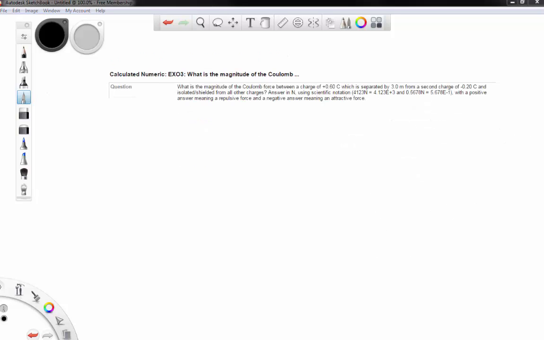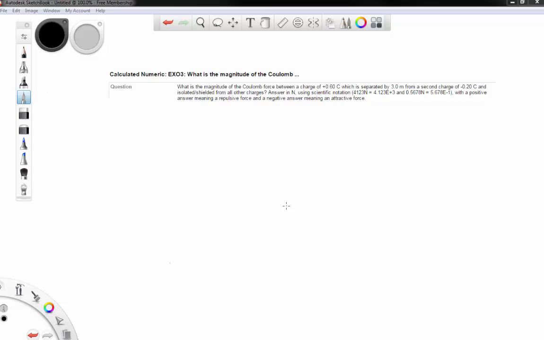Okay, the next least easy question on this test was this one that was marked EX03. That means that it is exercise number 3 from your homework. And it basically asks us, what is the magnitude of the Coulomb force between a charge of 0.6 coulombs positive, which is 3 meters separated from a second charge of 0.2 coulombs negative, and assuming that there are no other charges that can affect the force between these two.